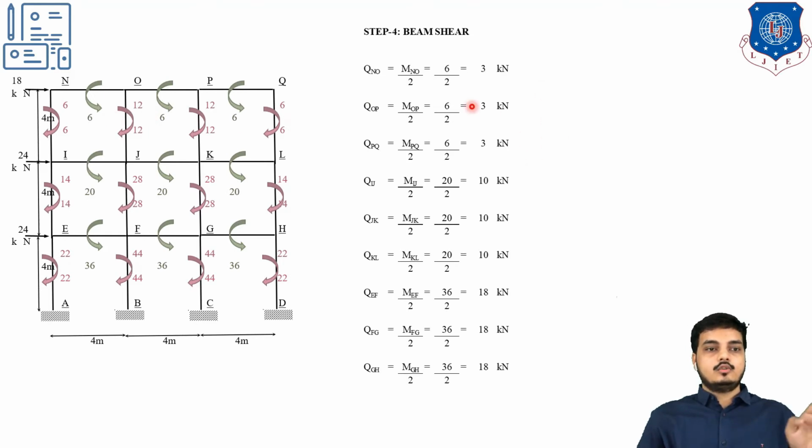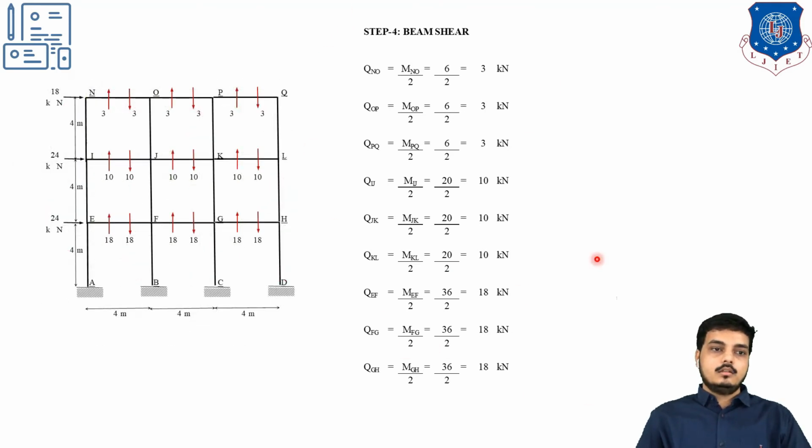Similarly, over the story number 3, all the values are similar, so 3. Here 20 by 2 equals 10. Here 36 by 2, it is coming out to be 18. So these are my various shear forces for particular beam members. So like this I have drawn. As it is mentioned, it will be equivalent in opposite direction. So here it is upward, here it is downward, upward, downward, upward and downward. Similarly, we can place. So we have completed the 4 steps, moments and shears for beams and columns as well.